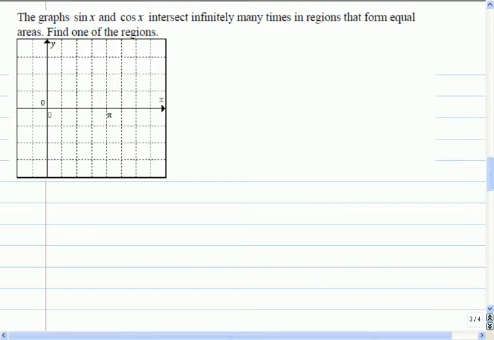So I'll start by putting the sine graph down. Help me get a good picture going. So maybe I'll use 2 for the scale. So sine will look something like this. Okay, and then the cosine graph will look something like this. And I'll connect the dots.